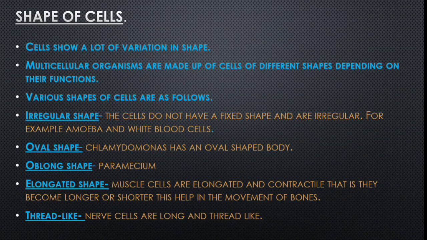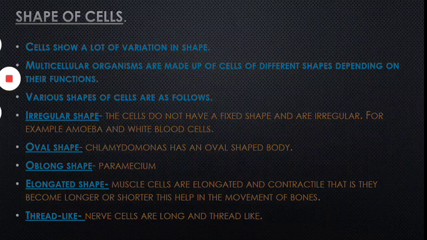Shapes of cells. Now there are different shapes of cells. Cells show a lot of variation in shape. Multicellular organisms are made up of cells of different shapes depending on their function. Now this is what I was telling you. Cells of different shape work together for a particular function. Now various shapes of cell are as follows.